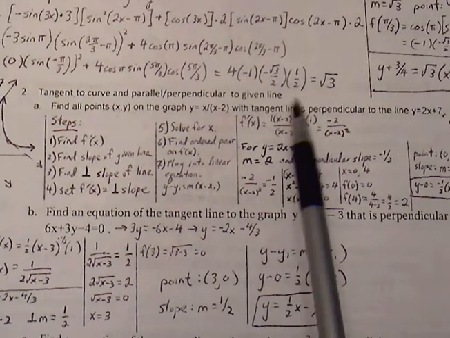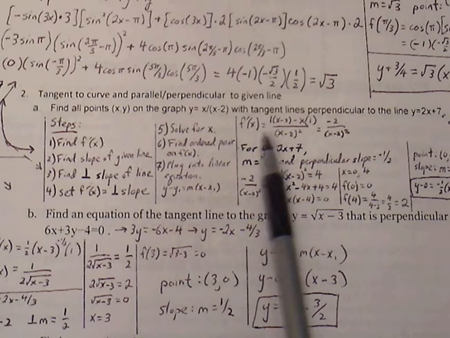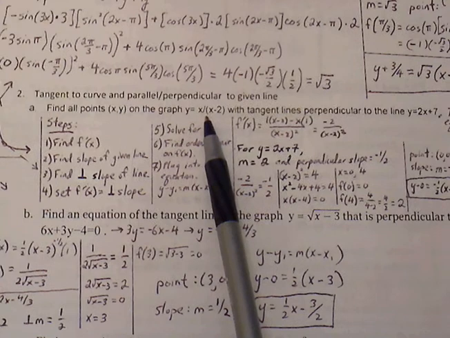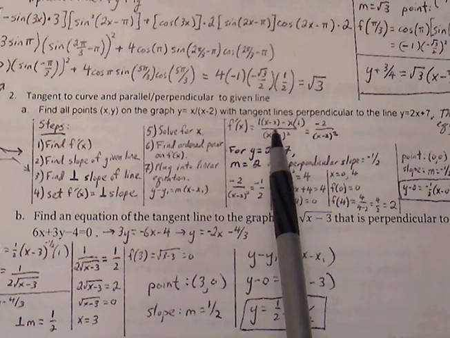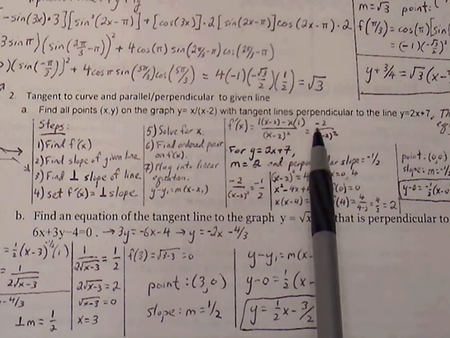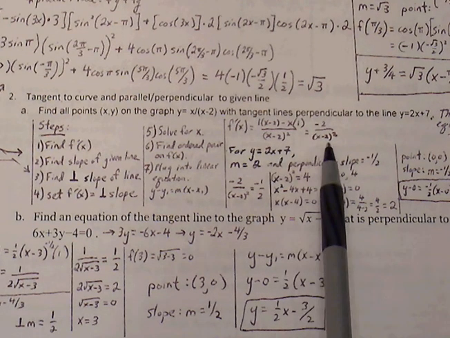Okay, so first step, find the derivative. So x over x minus 2, we have to go through quotient rule. So f prime g minus f g prime all over g squared, and this reduces to be negative 2 over x minus 2 squared.